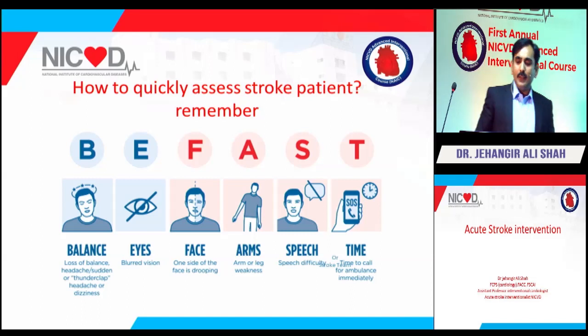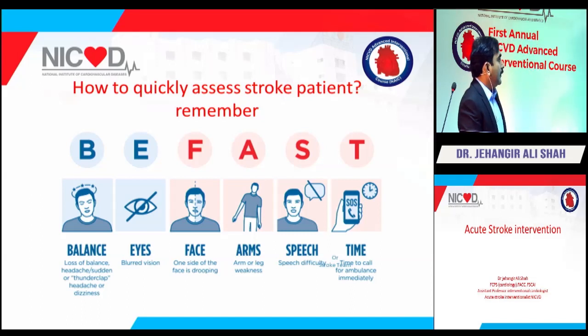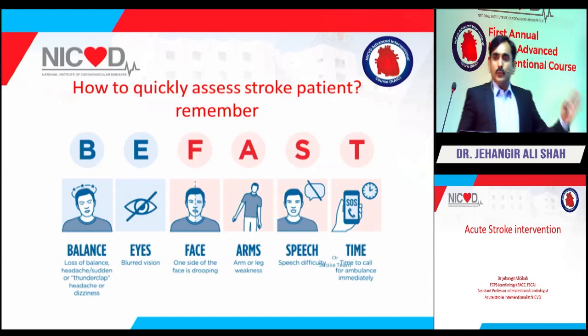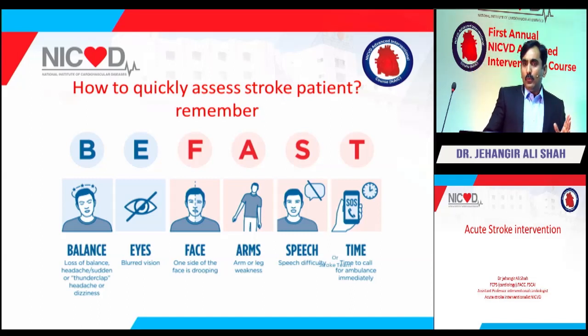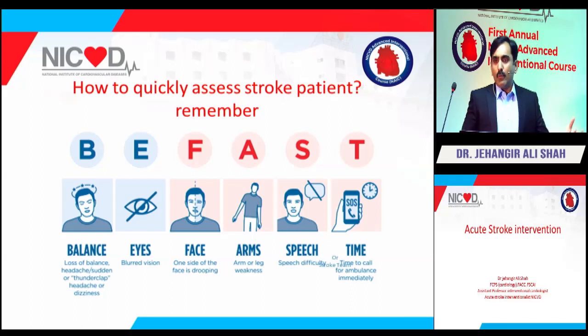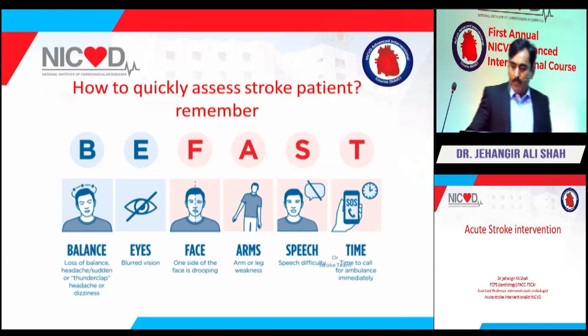Before going for anything, you should know how to quickly assess the stroke patient. You should be fast in examining the patient. That is the first examination done when a patient develops a stroke. You have to check the balance: loss of balance, headache, or any dizziness. These are posterior circulation stroke signs that patients can present with. There's blurred vision, facial weakness, arm or limb weakness, speech difficulty, and time. In stroke, time is brain. You have only a little window for the intervention, either medical or mechanical.